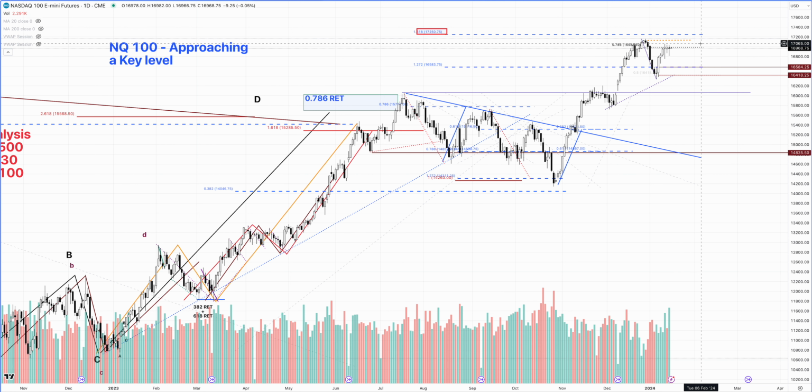We were looking for this 17,250 level. We might still get there, but the market needs to break out of this range, and it's just really consolidating right here at the 78.6% Fibonacci retracement on the daily chart. But this market was better in terms of trading today because it closed slightly into the positive.